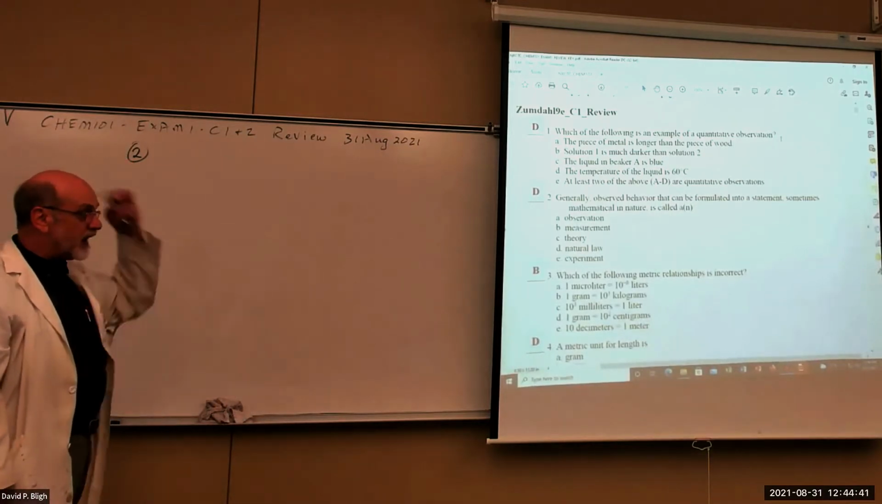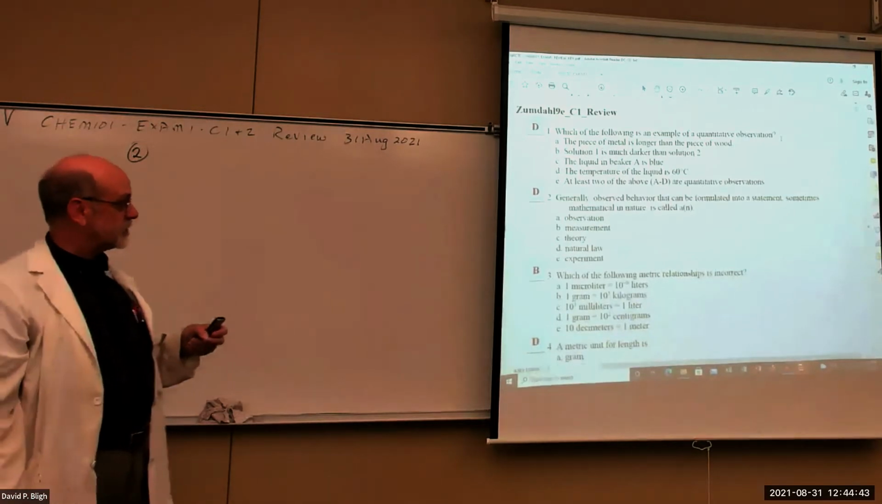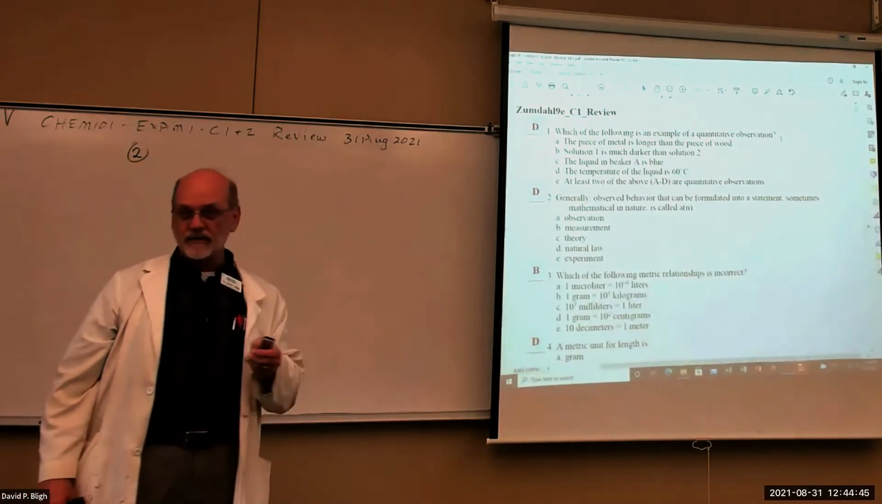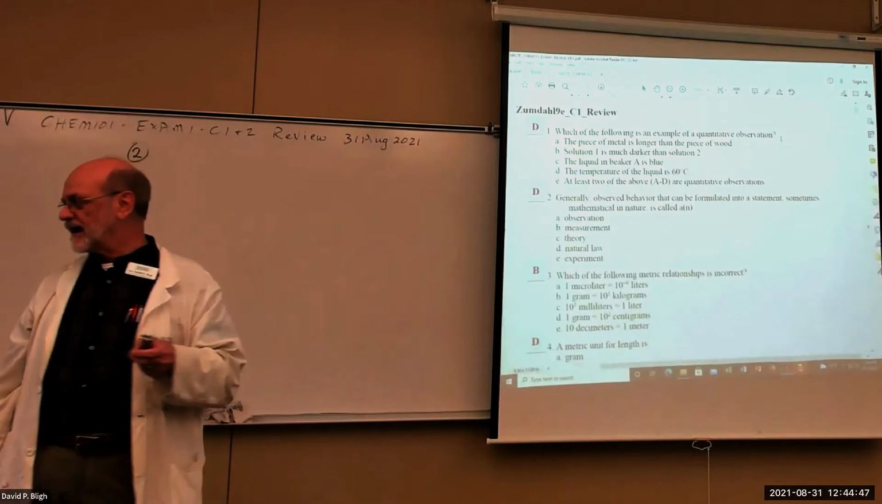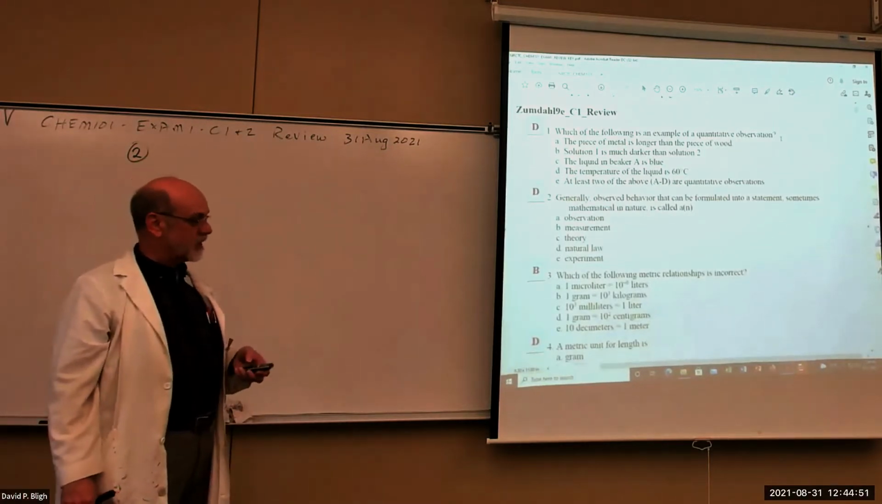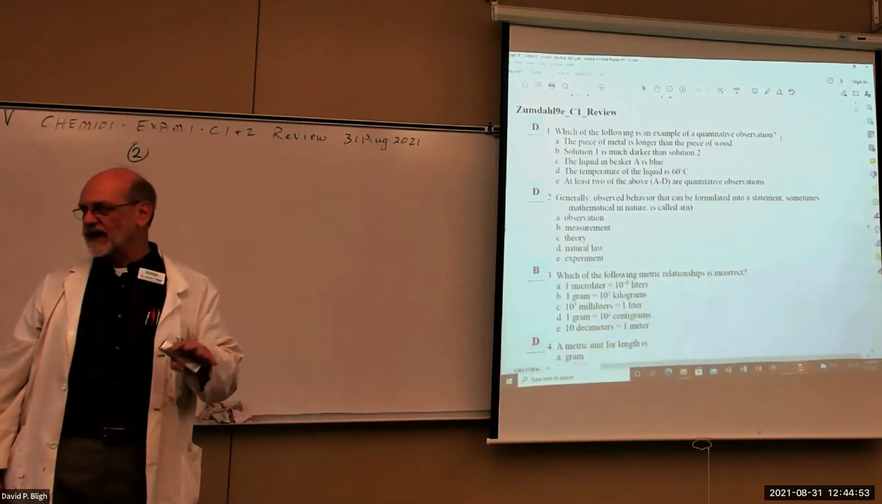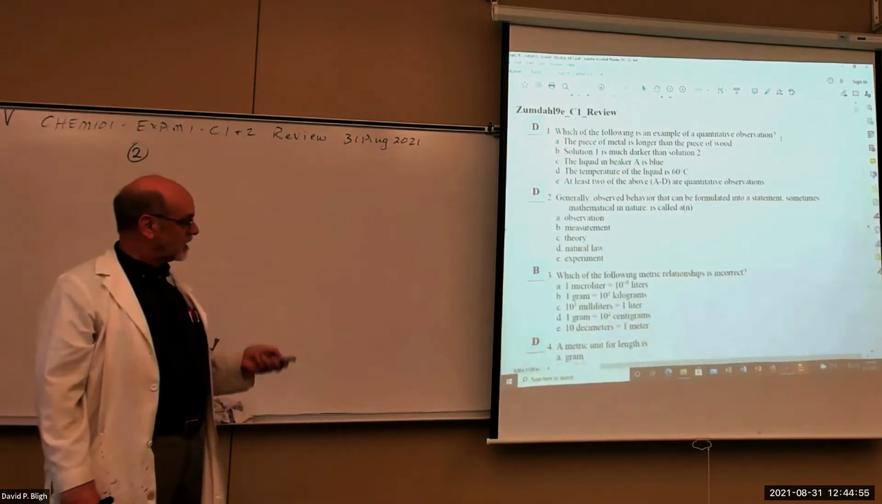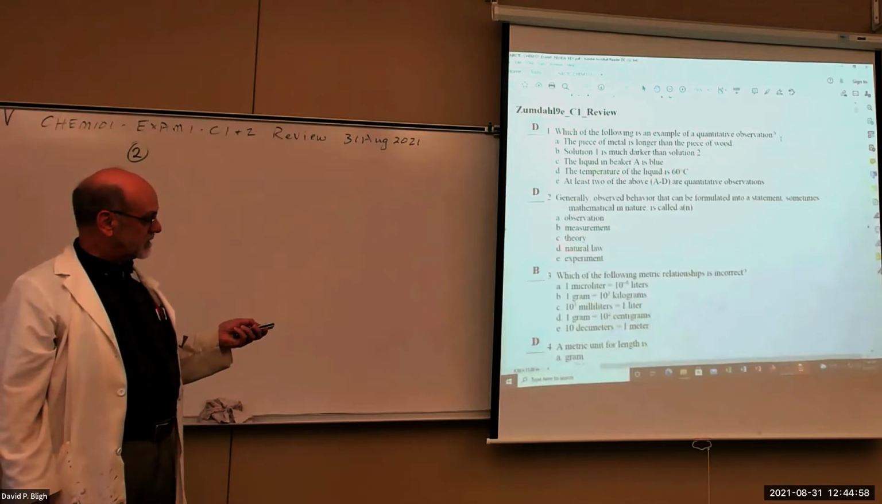Generally observed behavior that can be formulated into a statement, sometimes mathematical, is called what? Natural law. Natural law, yeah. It doesn't say anything about why this stuff happens. That would be a theory. This one is a natural law.